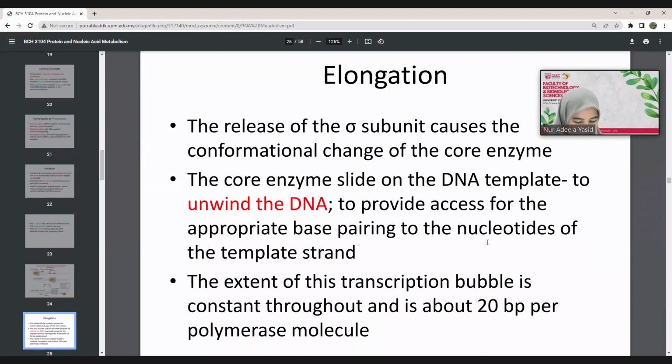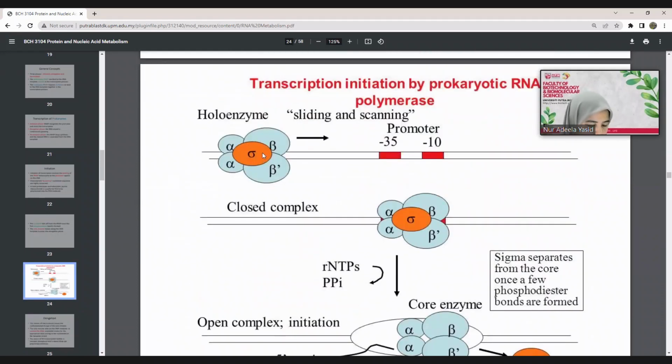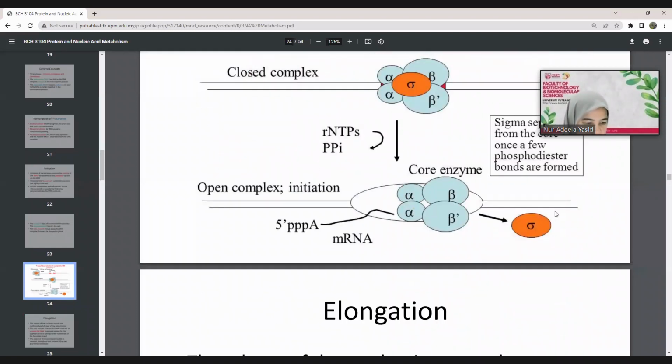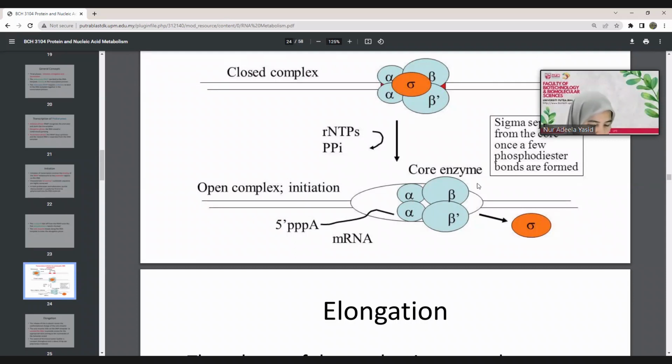Basically, the sigma factor of prokaryotic RNA polymerase recognizes the consensus sequence in the promoter region upstream of the transcription start site. The sigma subunit dissociates from the RNA polymerase after the transcription has been initiated.